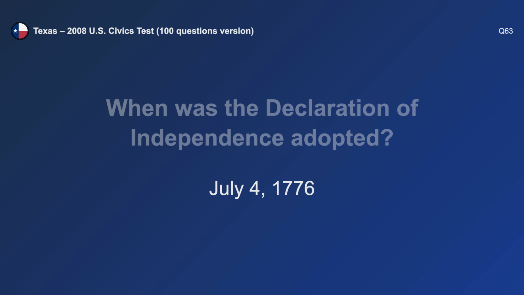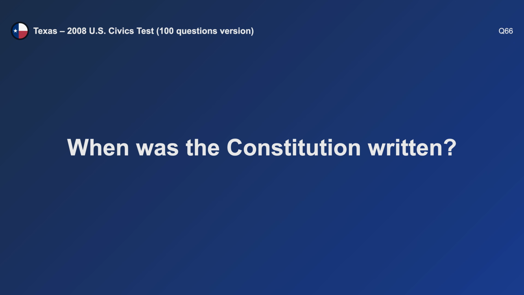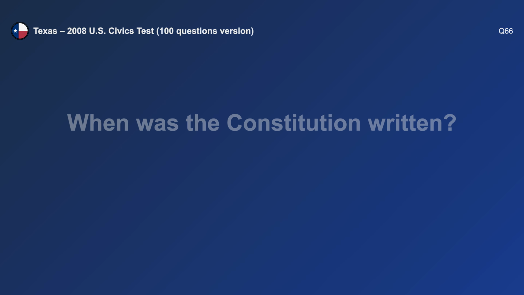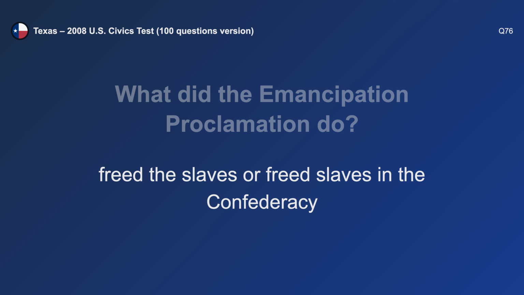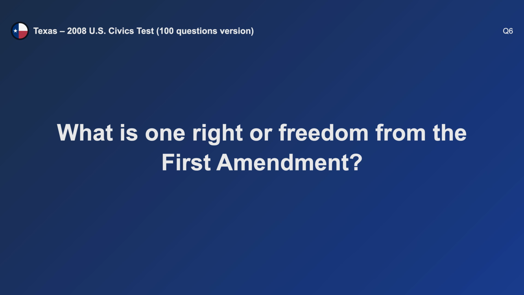July 4th, 1776. When was the Constitution written? 1787. What did the Emancipation Proclamation do? Freed the slaves. What is one right or freedom from the First Amendment?